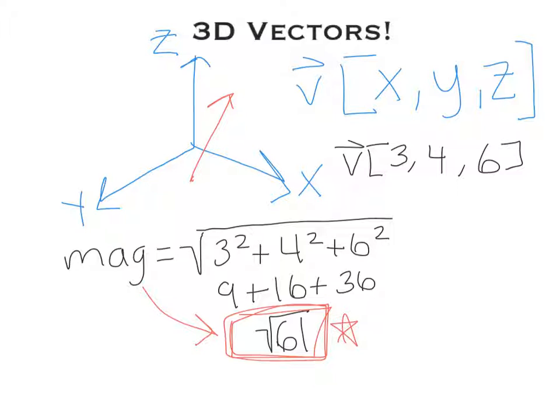In vector v, if x equals 3, y equals 4, and z equals 6, to find the magnitude, you would square each component. 3 squared is 9, 4 squared is 16, and 6 squared is 36. The magnitude will equal the square root of 61.